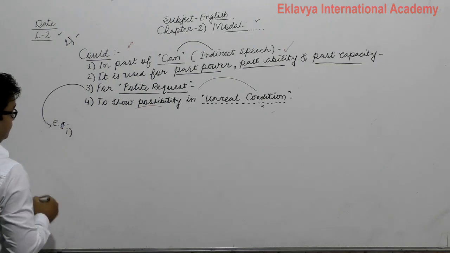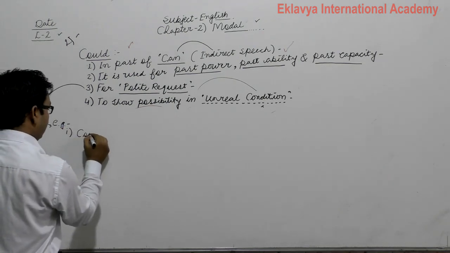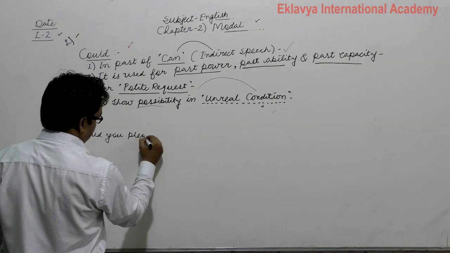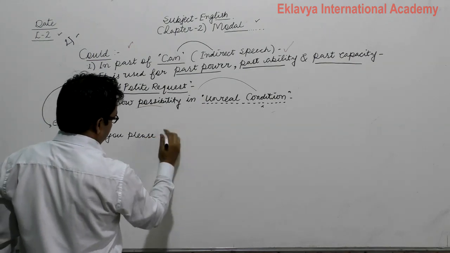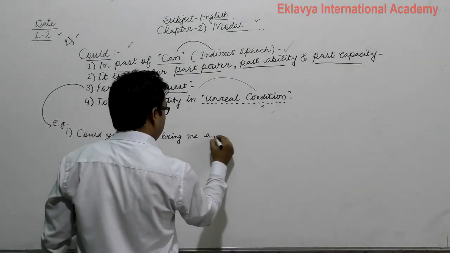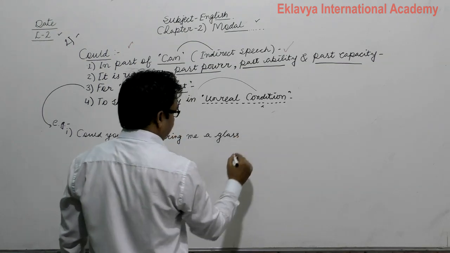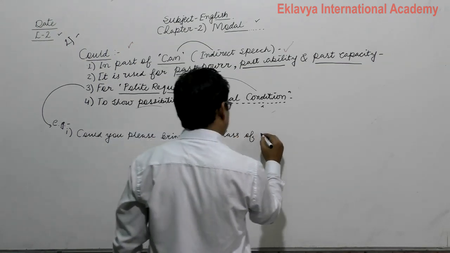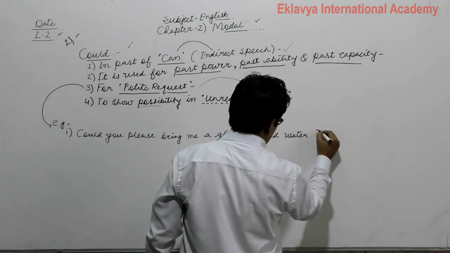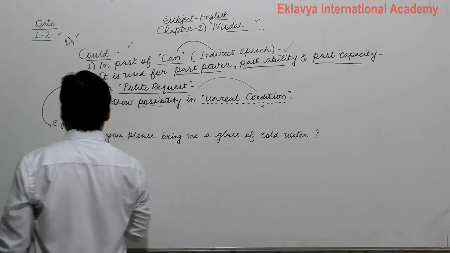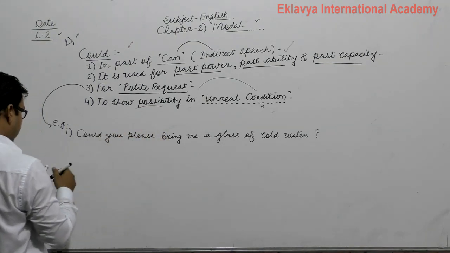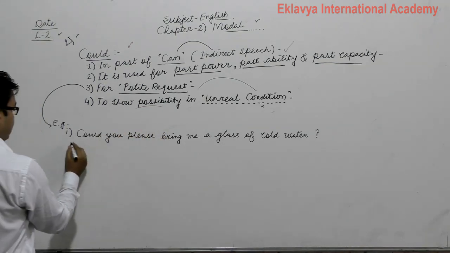Example number 1. Could you please bring me a glass of cold water? Okay, proceed with the question mark. Helping verb plus subject plus basically your first form here. We'll discuss about it, don't worry.